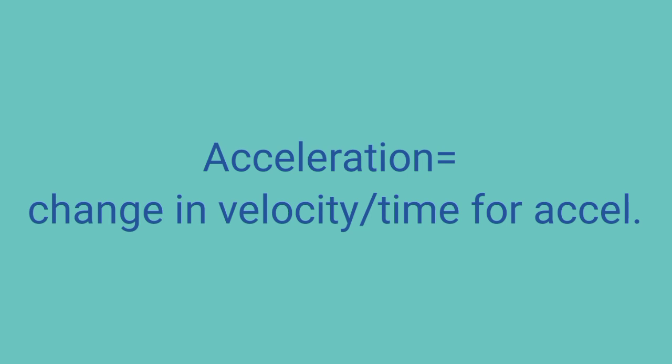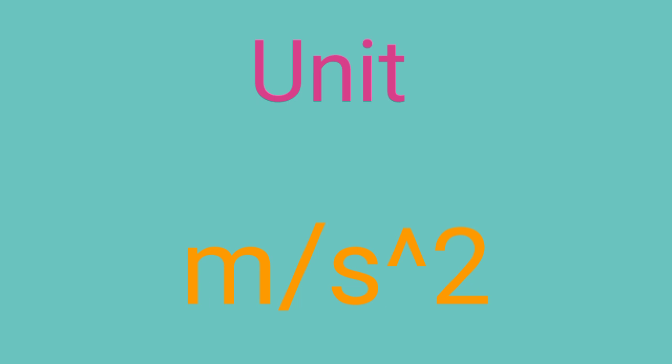Now the formula of acceleration is change in velocity upon time. Means the final velocity minus the initial velocity, upon the time taken. This is the formula to find the acceleration of an object, and the unit of acceleration is meter per second square. Meter per second is the unit of velocity and meter per second square is the unit of acceleration.